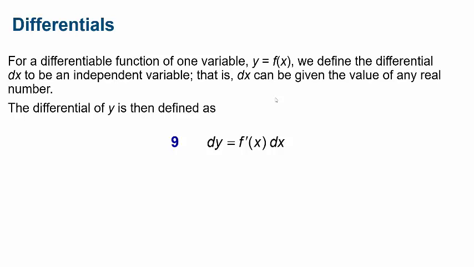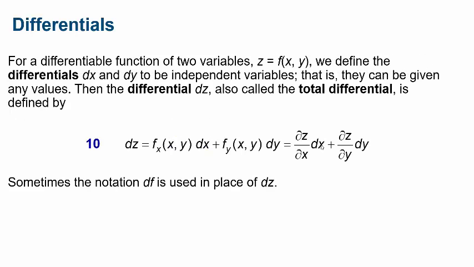That is, dx can be given the value of any real number, so the differential of y is then defined as dy is equal to f prime of x dx. Very easy. Basically, you're taking your dy dx and you're multiplying over the dx here. So now we want to extend this to functions of more than one variable. So let's talk about two variables.